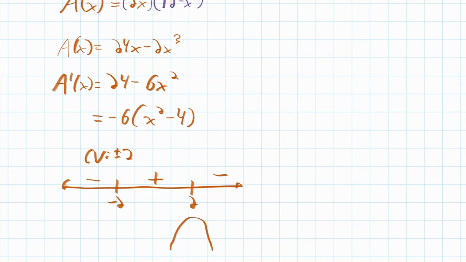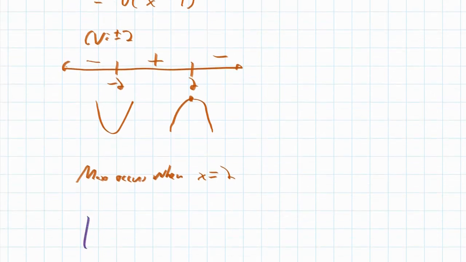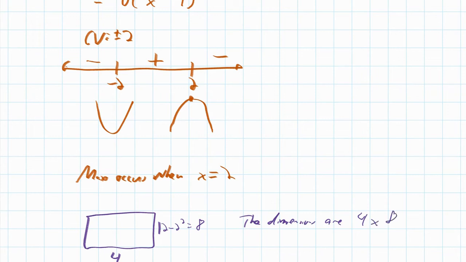And then this would be decreasing and increasing. The question asks for a maximum, so we've got that, and I would say the max occurs when x equals 2, and it wants the dimensions of the largest rectangle. So for this one, since it's a weird one, I would just draw the rectangle out and say the base would be 4 and the height would be 12 minus 2 squared, or 8. So then the dimensions are 4 by 8. Units were not specified.